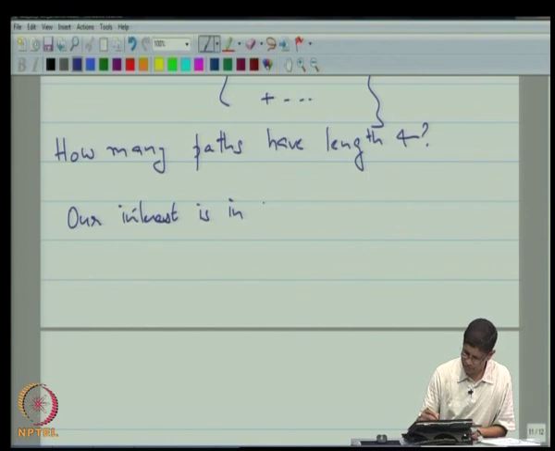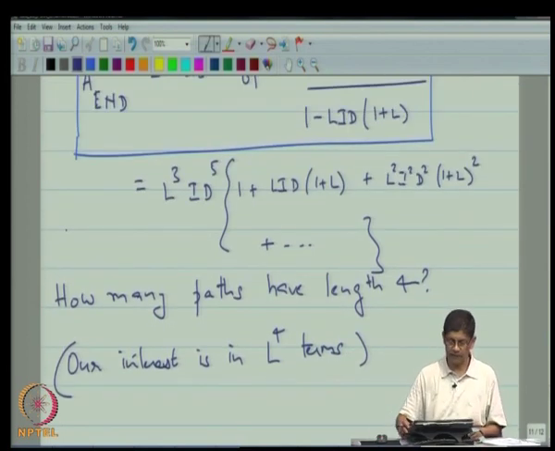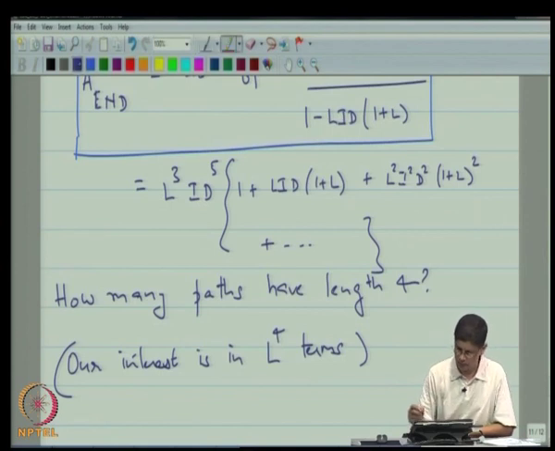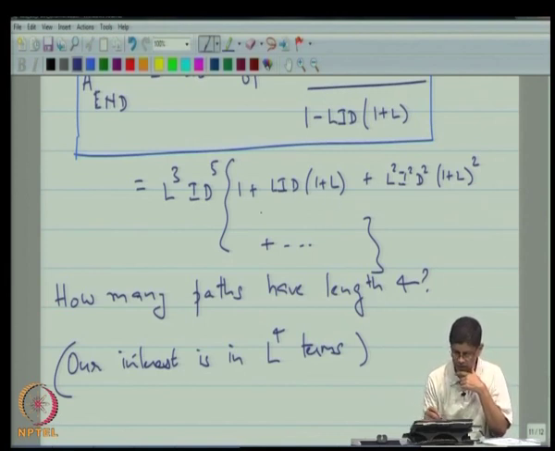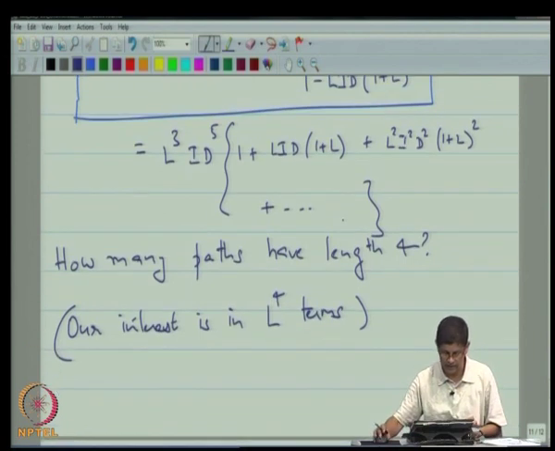in the terms involving L to the 4. So, you look from here and see which terms can actually contribute and give you L to the 4. You can see that for the third term and beyond, the exponent of L is L cubed plus 2 L 5, that is too large. So, they get very large later on. So, the only contribution can come from the first two terms, but the first term only gives you a contribution in L cubed. So, it is only the second term. Okay. So, it is this L cubed I d 5 times L I d terms.